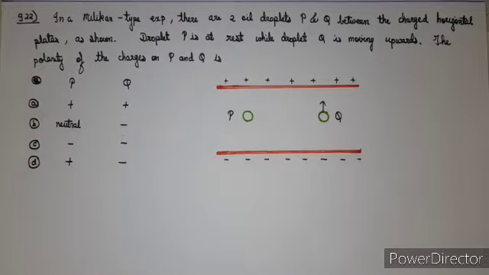The polarity of the charges on P and Q is: option A, both positive; option B, P neutral while Q is negative; option C, both negative; option D, P positive while Q is negative.